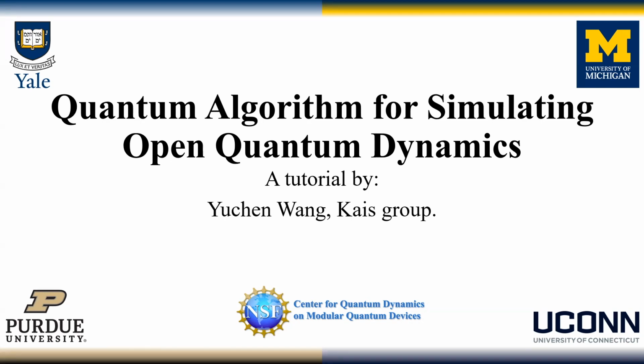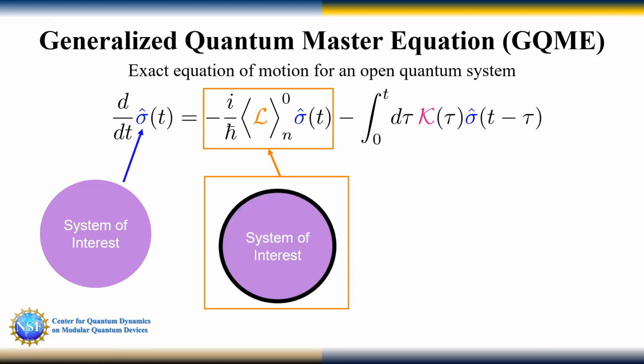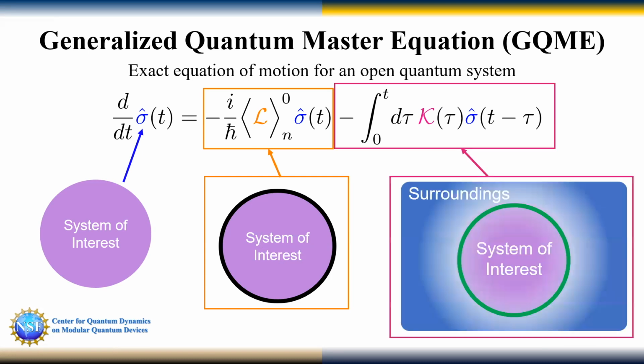So let's begin with some introduction to the GQME, Generalized Quantum Master Equations. Here is the explicit form of this GQME. The first part, sigma t, the density matrix, is used to describe the system of interest. The part with the Liouville is for the system of interest itself, while the third term is used to describe the effects of the surroundings acting on the system of interest.